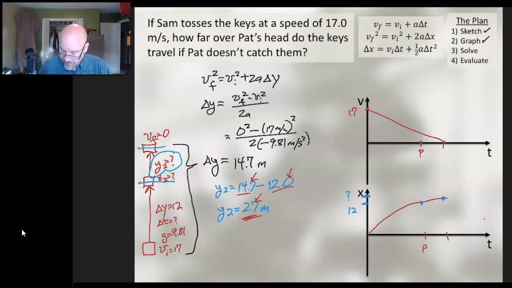So we did it, we solved it. Evaluate. We only threw it up a little bit faster than we did before, and as a result, it went up just a little bit higher than it did before. And so that seems reasonable. We don't get any red flags. If it ended up being something like 147 meters when we only threw them a little bit faster, we might suspect something had gone wrong in our calculation. But everything looks pretty good there.